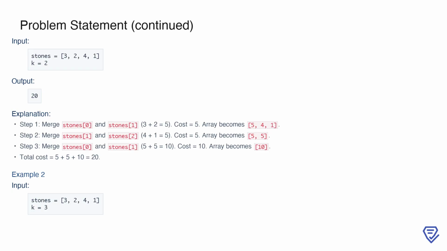On the other hand, if we were to attempt merging the same array with k equals 3, it would be impossible to reduce the array to one pile, as merging 3 piles at a time does not satisfy the conditions. For such cases, the output would be -1.